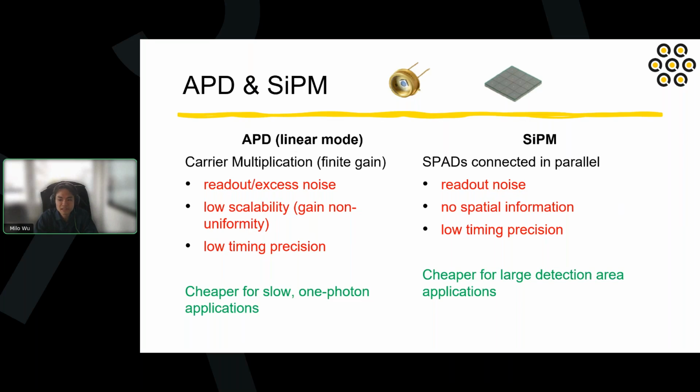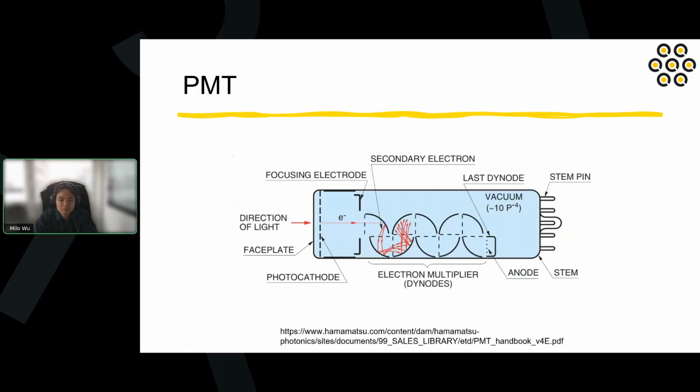It's typically a cheaper solution than a SPAD array for a larger detection area with applications. So PMT is a much older technology, but it's very solid and very well developed. The working principle is that an arriving photon will create a primary electron with a photocathode, and this will generate secondary electrons through these dynodes, which acts as amplification.